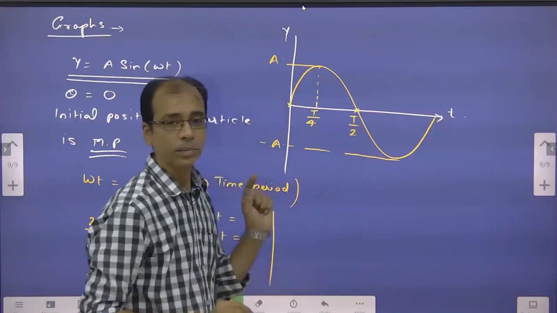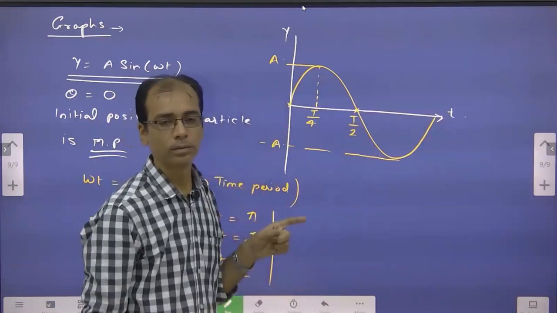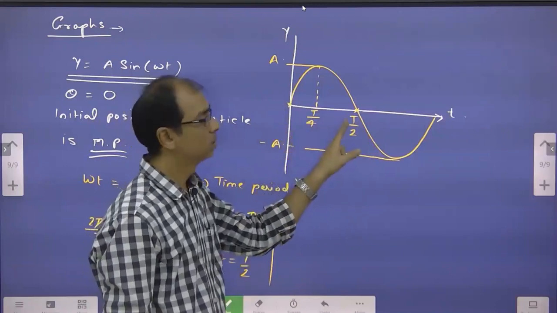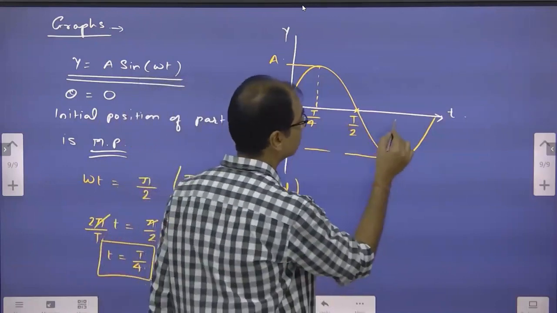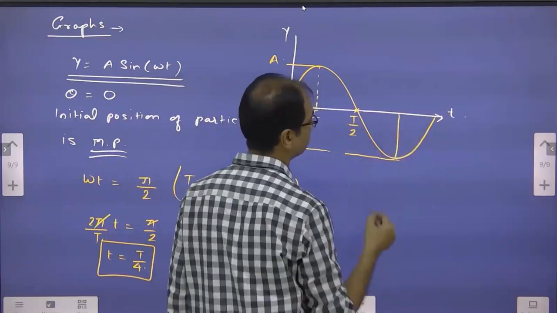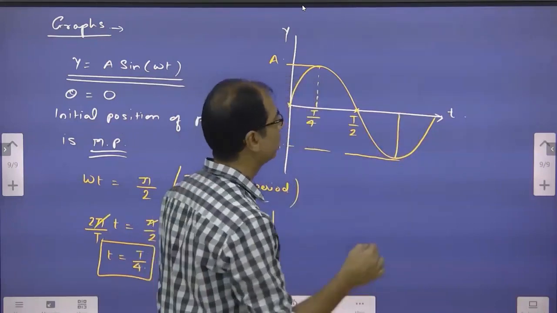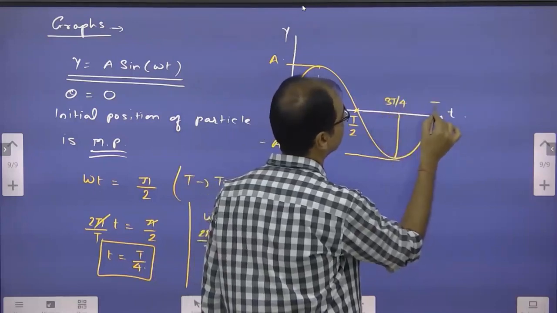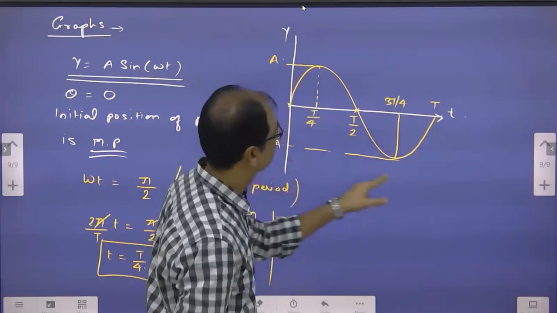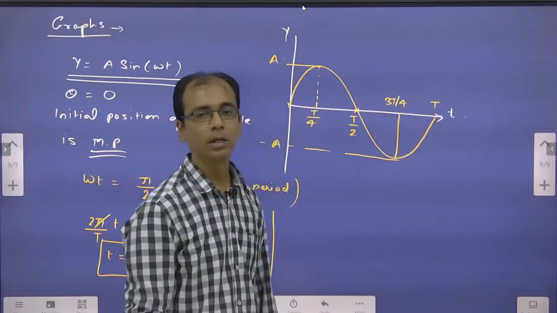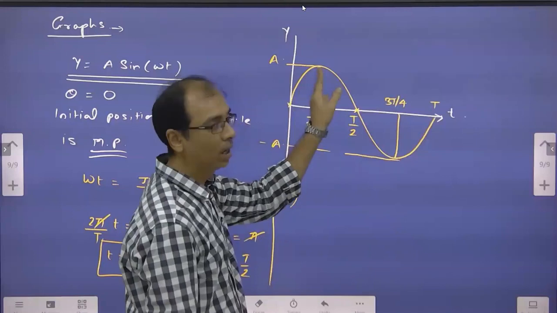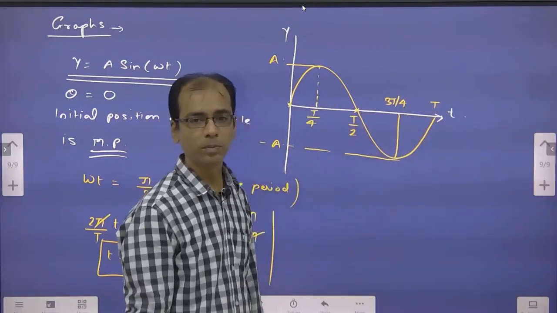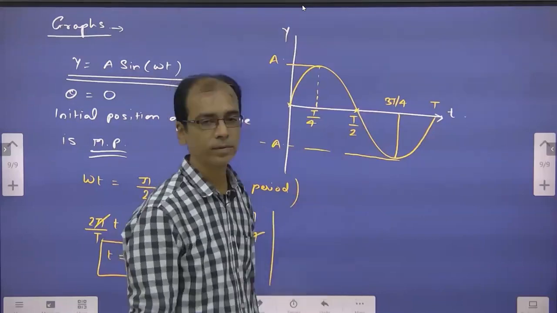So see that every quarter of the time period, one maximum amplitude, 0 amplitude, and then this one, this is minus A. When will it happen? 3T by 4. Next quarter of the time period. And this again, T. So this is one oscillation of the particle doing SHM. 0, A, 0, minus A, 0. This is the position. This is called YT graph.